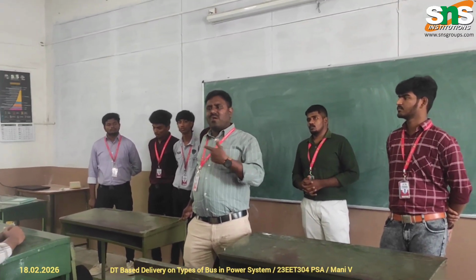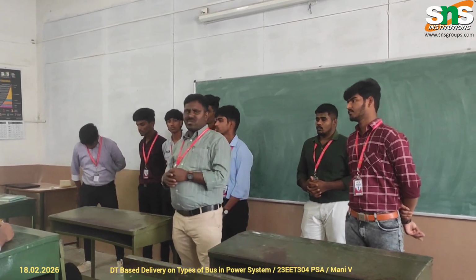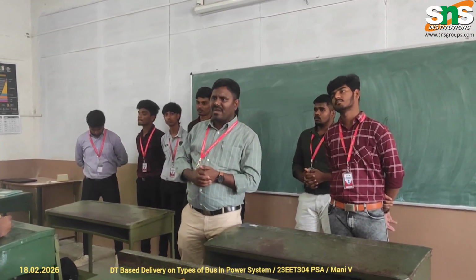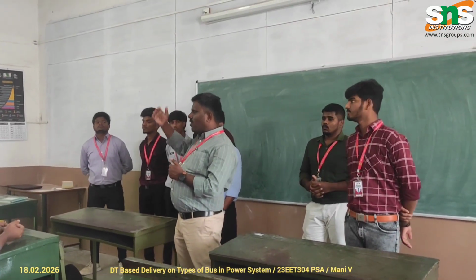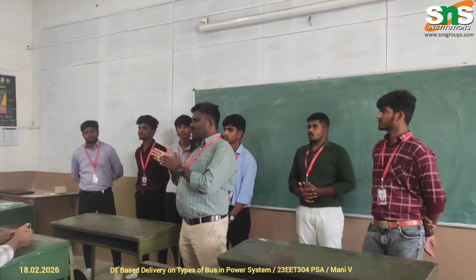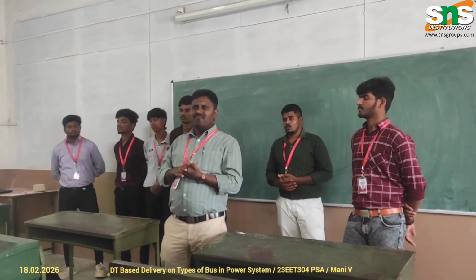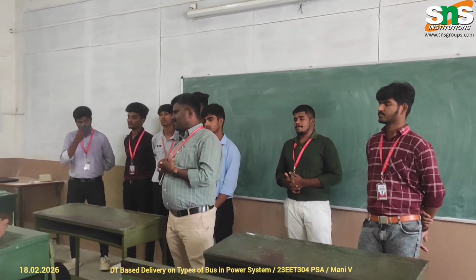If we are able to get the unknown value in the first iteration, or maybe the second iteration, or maybe the third iteration, we have to go up to the nth iteration to determine the exact value. It should be within a permissible limit. So these are the various types of buses. Any doubts?